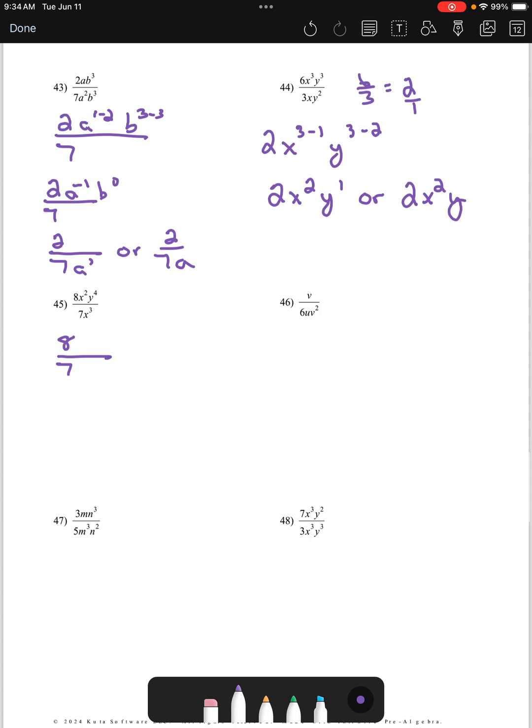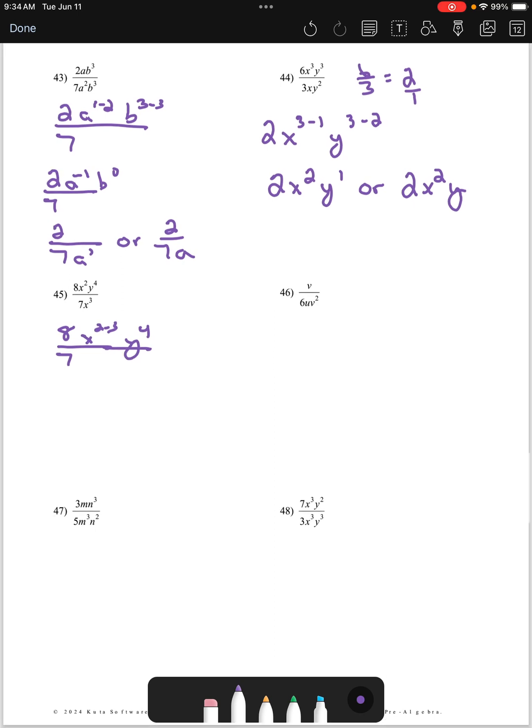In number 45, we have an 8 and a 7 in our fraction as our numerator and denominator values. We can't simplify those, so we're going to have them. X's, we're going to have x to the 2 minus 3, and there is just the y to the fourth in the numerator. Simplifying, we get 8x to the -1, y to the fourth over 7.